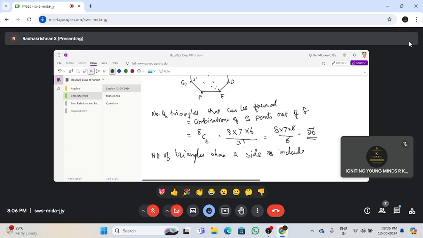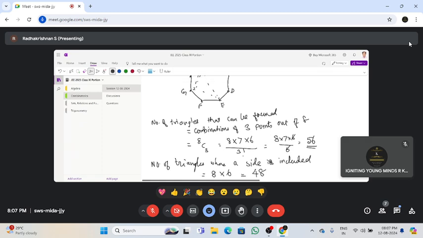The side is included. So for each side, 8 sides, there are 6 such triangles possible, right? So what is this? 8 into 6 is 48. Okay. So now, can we exclude all the 48? Then will we be okay, or is anything wrong in this?